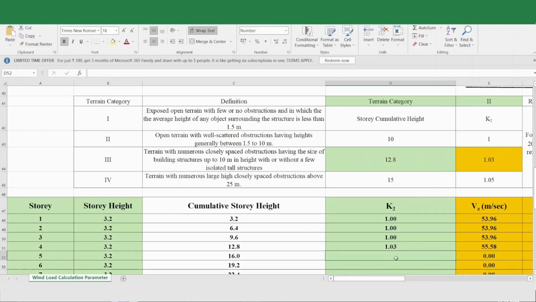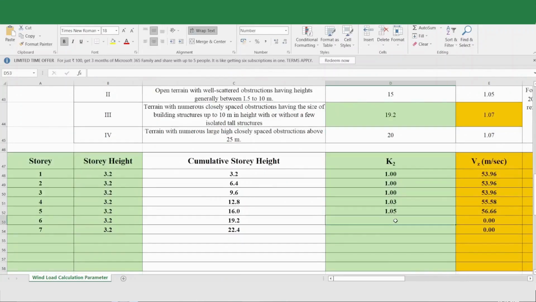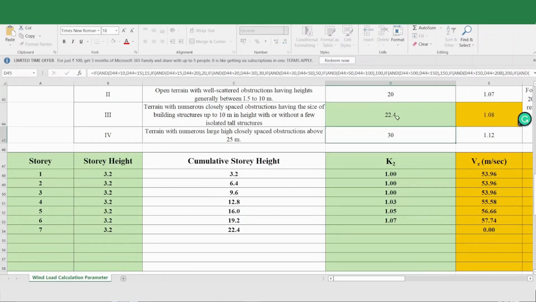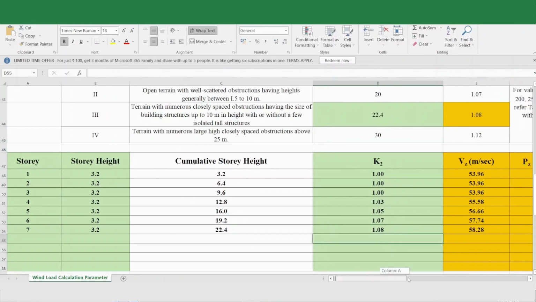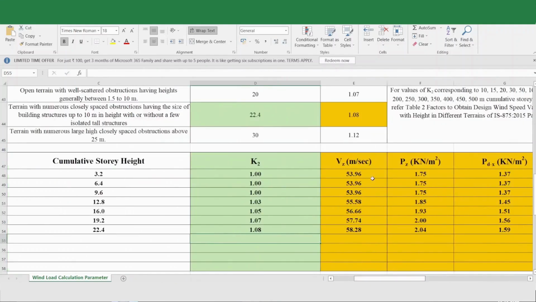Then this is 16, so let me write 16. For 16 it is 1.05. Then 19.2, so this will be your 1.07. For 22.4, this will be your 1.08. Now it gives us the value of design wind speed.